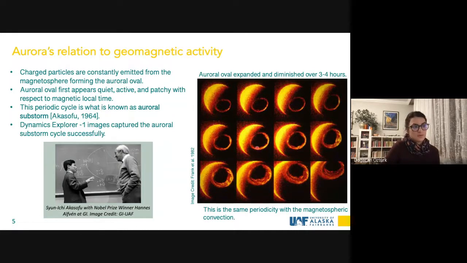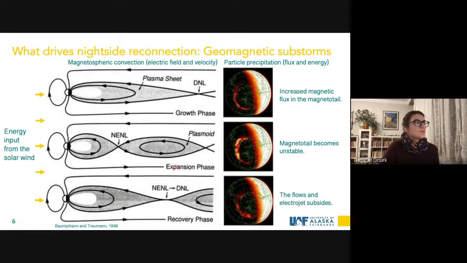It takes around 3 to 4 hours for this whole process, from the dim oval to the more active, bright one and then to patchy, and for the electrojets associated with this aurora to subside. This has a periodic, cycle-type behavior known as the auroral substorm, and this has more or less the same periodicity as magnetospheric convection. Magnetospheric convection, or what we know as the Dungey cycle, is also associated with the geomagnetic substorms.